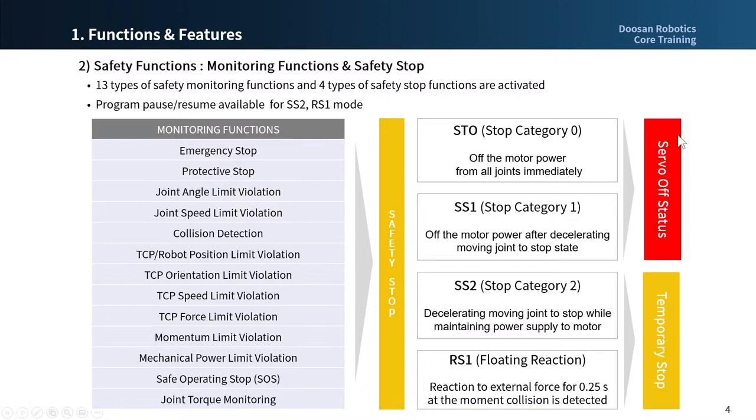There are 4 safety stop functions. STO to disconnect the motor power from all joints. SS1, which de-energizes the motor after slowing the moving joints to a standstill. SS2, which maintains motor power after slowing moving joints. And RS1 that reacts to external forces for 0.25 seconds when detecting collision before stopping the robot.